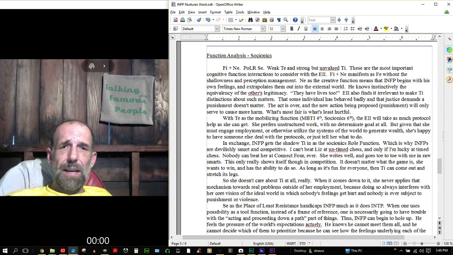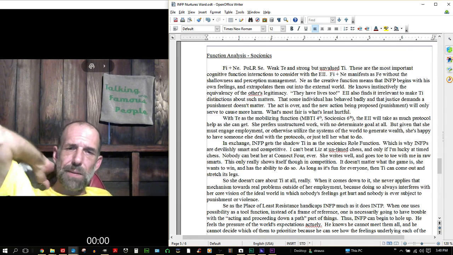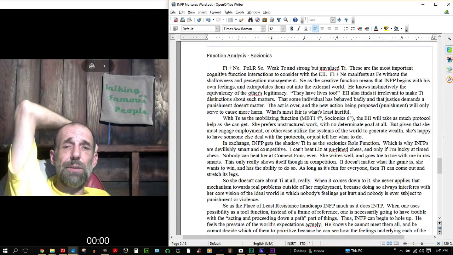In exchange, INFP gets the shadow TI as the Socionics role function, which is why INFPs are devilishly smart and competitive. I can't beat Liz at untimed chess, and only if I'm lucky at timed chess. Nobody can beat her at Connect 4 ever. She writes well and goes toe-to-toe with me in raw smarts. This only really shows itself through competition, though. It doesn't matter what the game is, she wants to win and has the ability to do so.